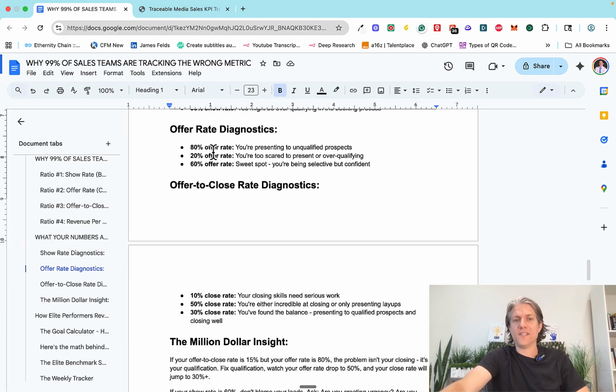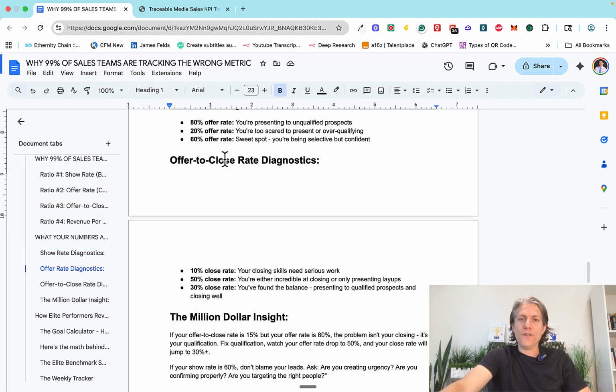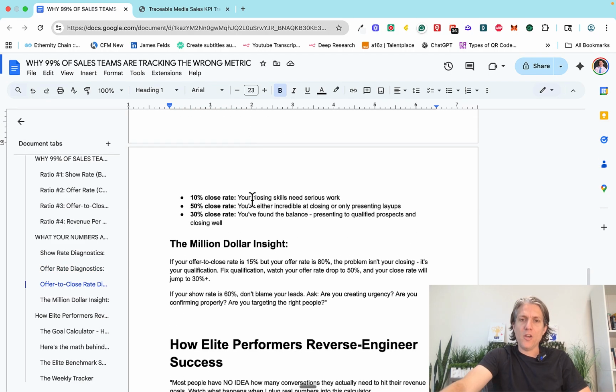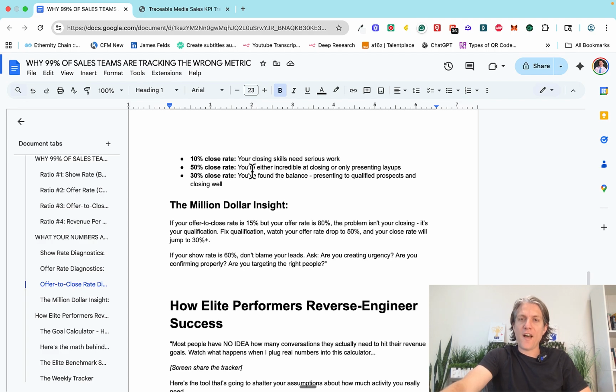Offer rate diagnostics: 80%, you're presenting to unqualified prospects. 20%, you're too scared to present or overqualifying. 60%, sweet spot, you're being selective and confident. Offer to close rate diagnostics: 10%, your closing skills need work. 50%, you are either an incredible closer or presenting the layups. 30%, you found the balance, presenting to qualified prospects and doing a good job.